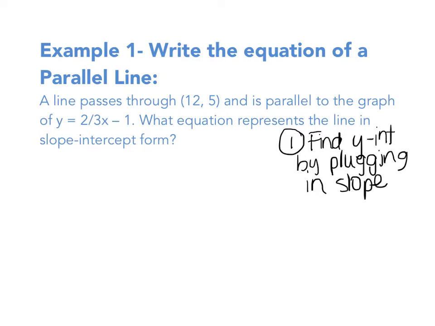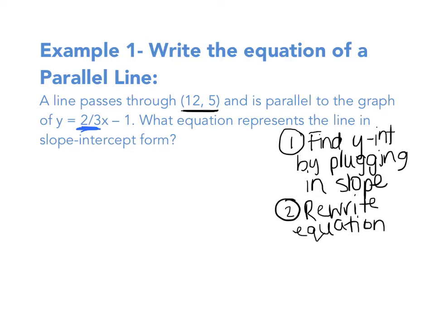And then rewrite your equation. You can also graph these if you would like to, but I'm going to show you the algebraic way of solving all of these, because on your test you'll be asked to do that more than the graphing method of solving. So like I said, I see that my slope is 2/3. Remember, parallel lines have the same slope, so the slope of my new line is also going to be 2/3. But I don't know what the y-intercept of that line is.